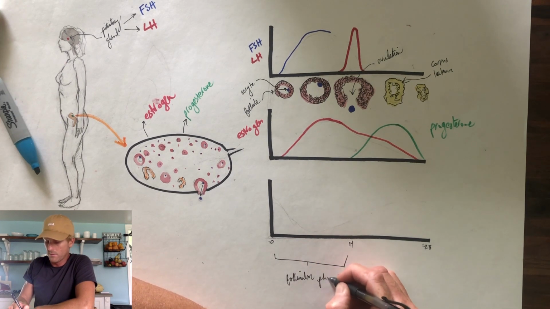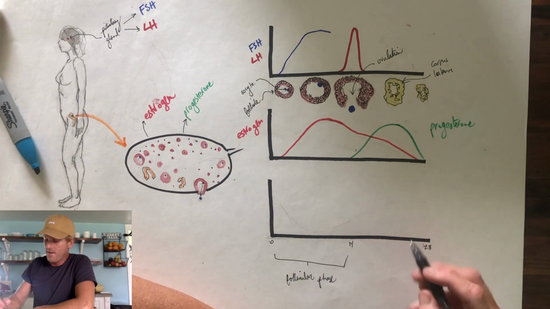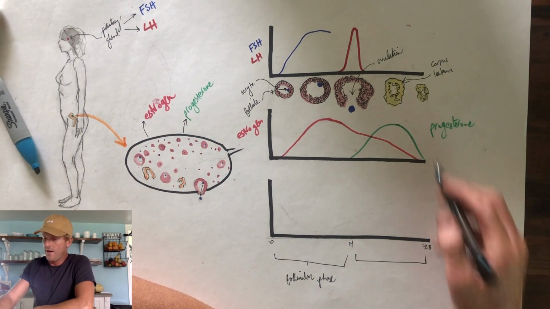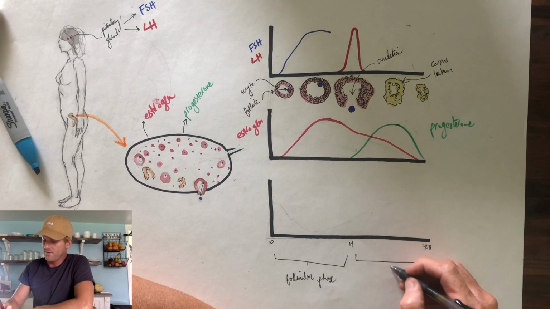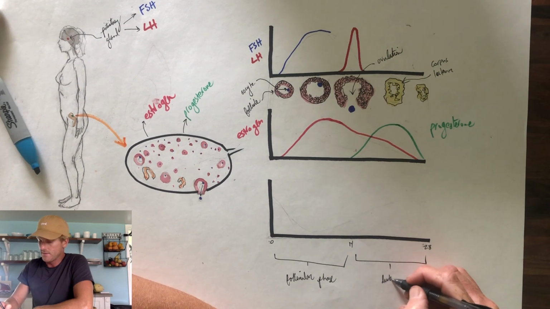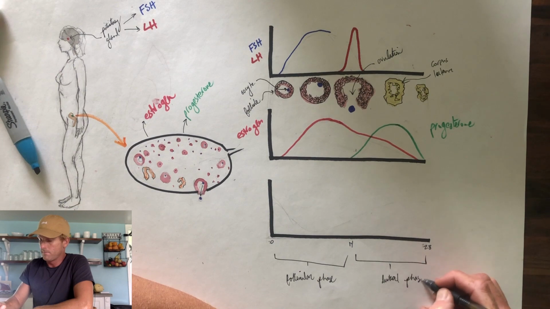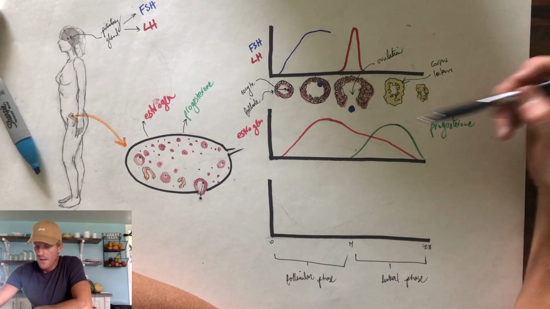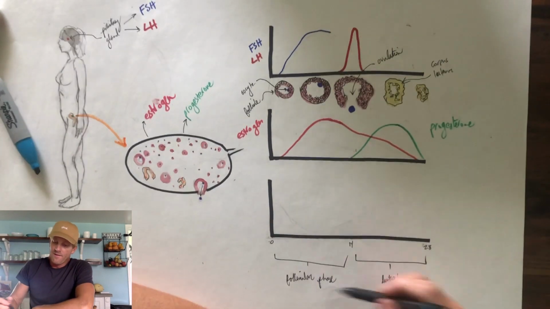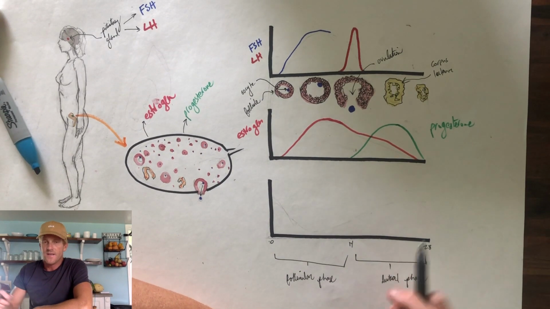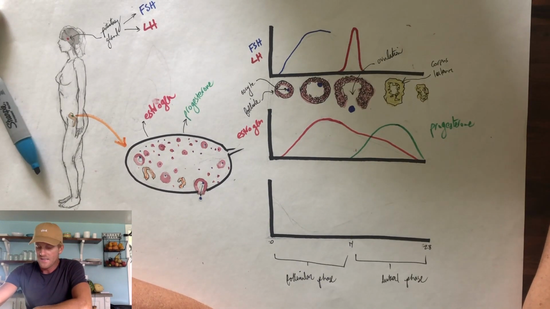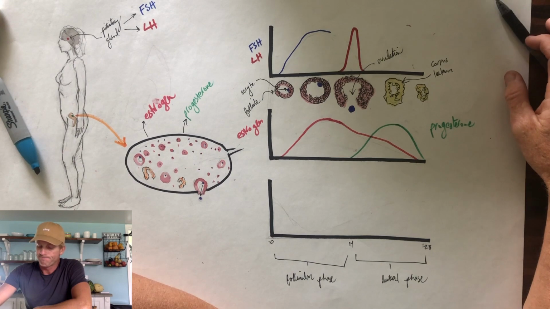Follicular phase. And then after ovulation, when that yellow body is releasing progesterone, that's called the luteal phase. Luteal phase. All right, and again, there's a lot of variation in how long this follicular phase can be. Typically, it's about 14 days long, but that's not always the case.